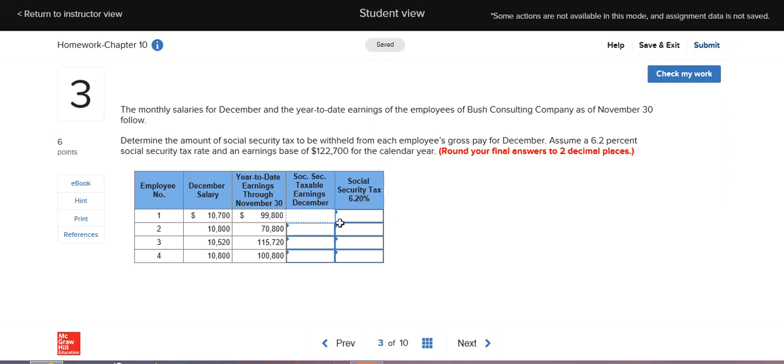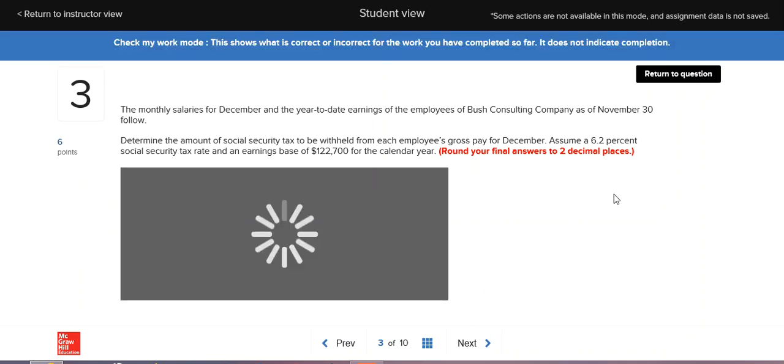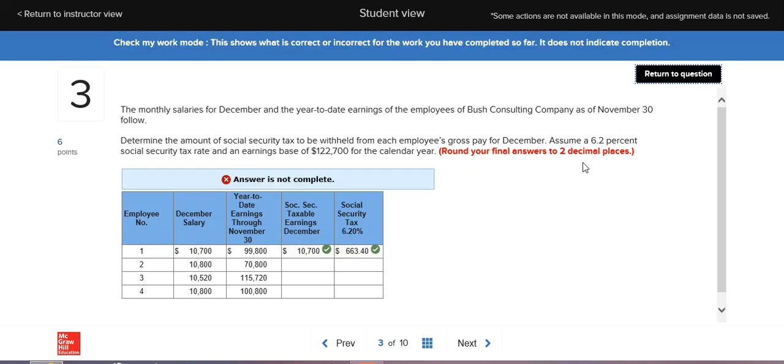So Social Security taxable earnings are $10,700. And then you're going to take that $10,700 and multiply it by 6.2%. So I get $663.40 if I did my math right. Let's make sure. So that's just the process you're going to go through.